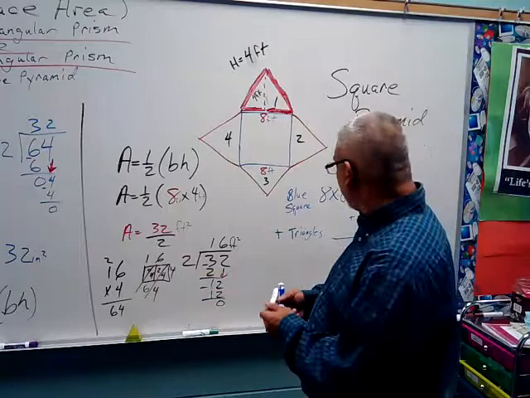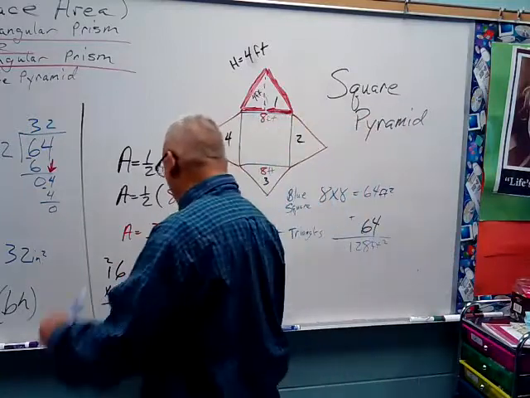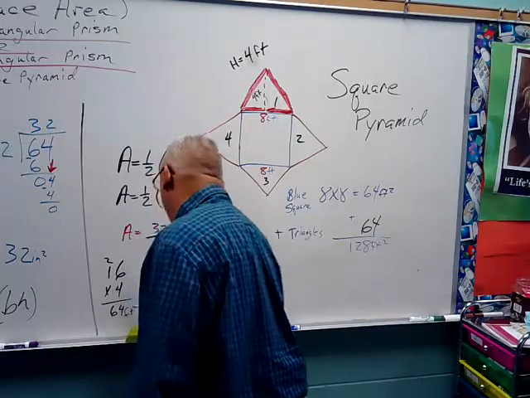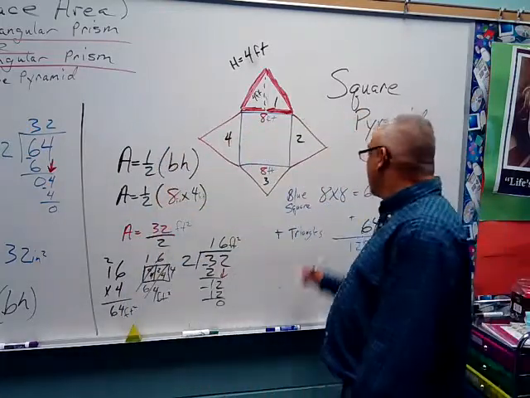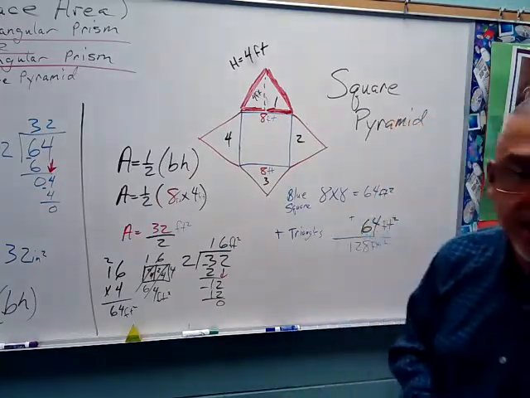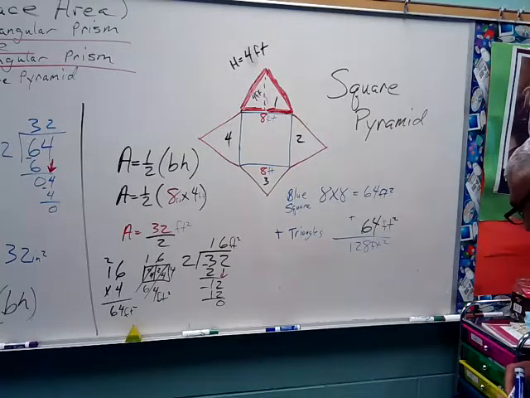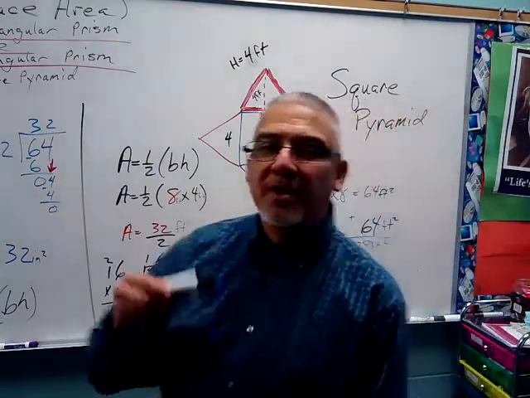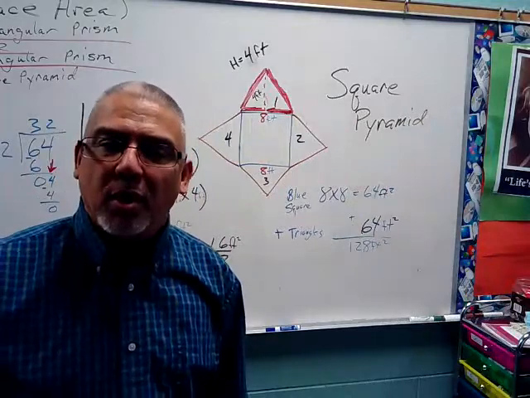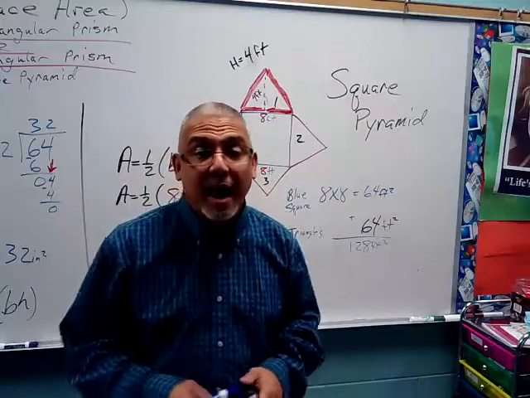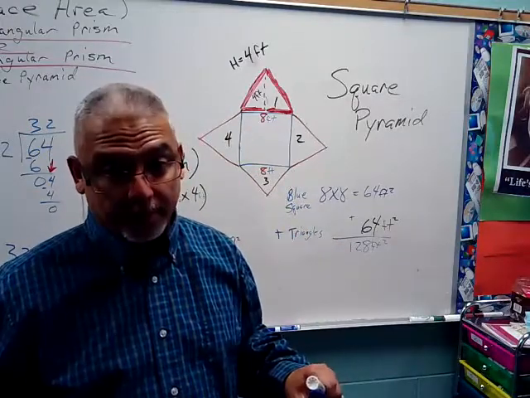And then don't forget your label. ft to the itty bitty 2. Okay, so when we come over here, we got 64 ft to the itty bitty 2 plus 64 ft to the itty bitty 2. 64 plus 64 is 128, but you're not done because you got a label. So you got to say 128 ft to the itty bitty 2. Now at this point is when you're done.